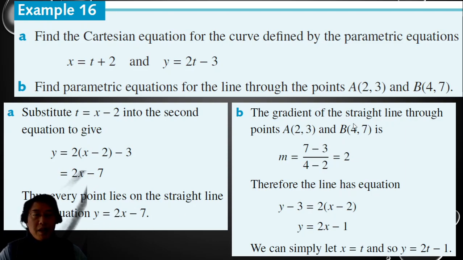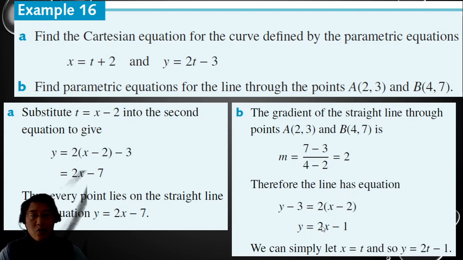Okay. Next one, going backwards, you determine your equation of a straight line. That should be something you should be familiar with. Determine your gradient, use this expression or the y intercept form, and you end up with this straight line.